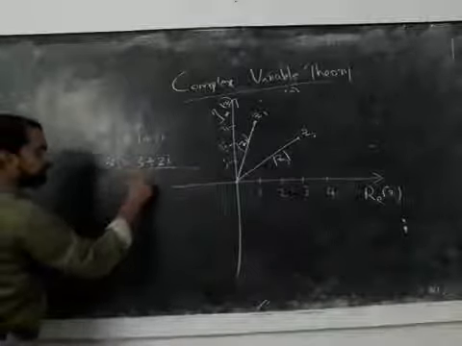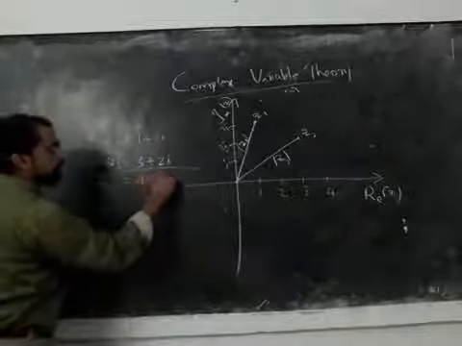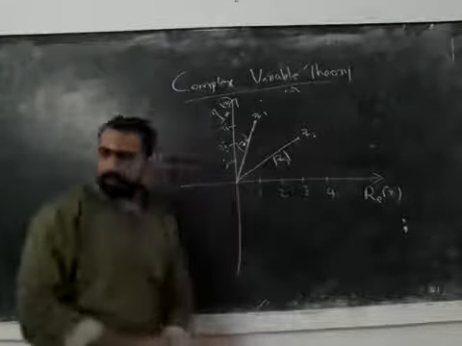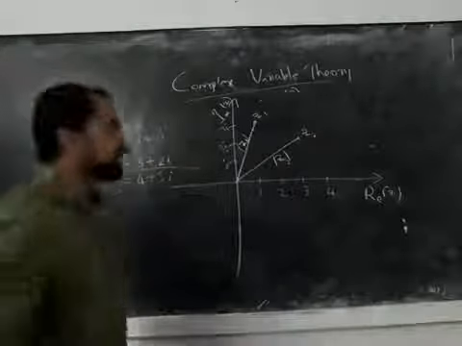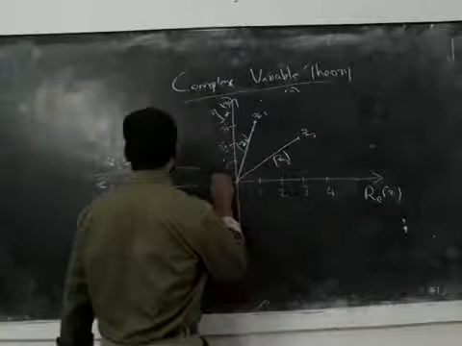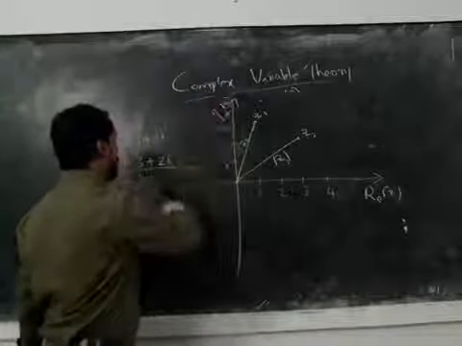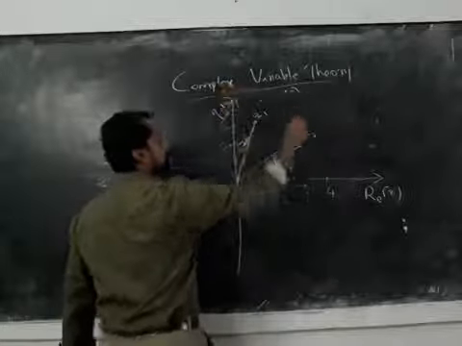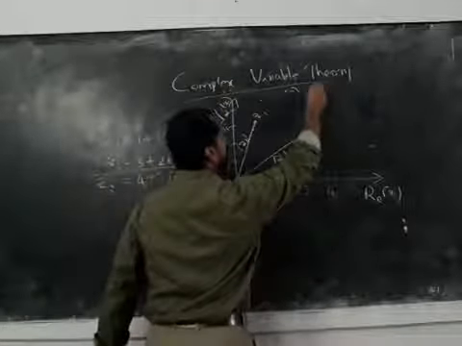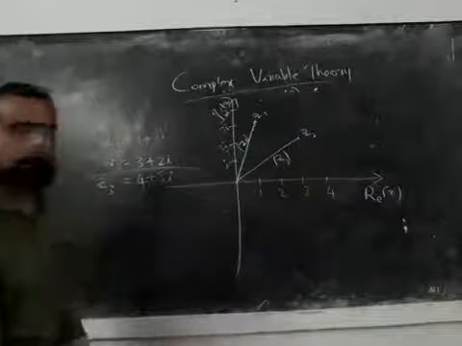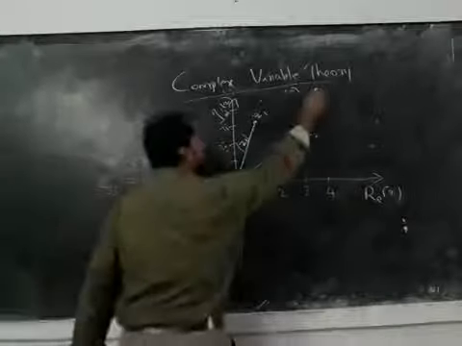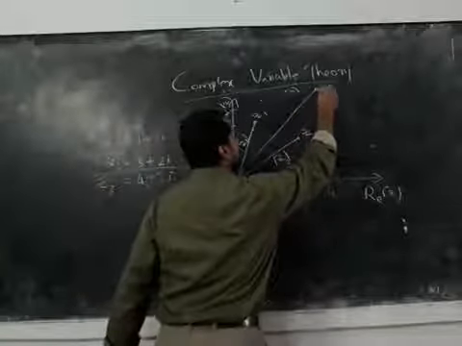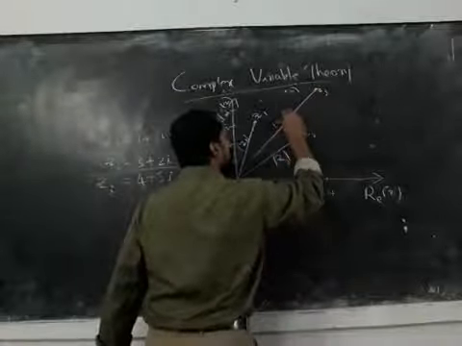This is equal to 4 plus 5i. That means there will be 4 units on the real axis and 5 units on the imaginary axis. So it will be 4, then somewhere here 5. So this will come somewhere here. This is your z3, or this is your mod z3.